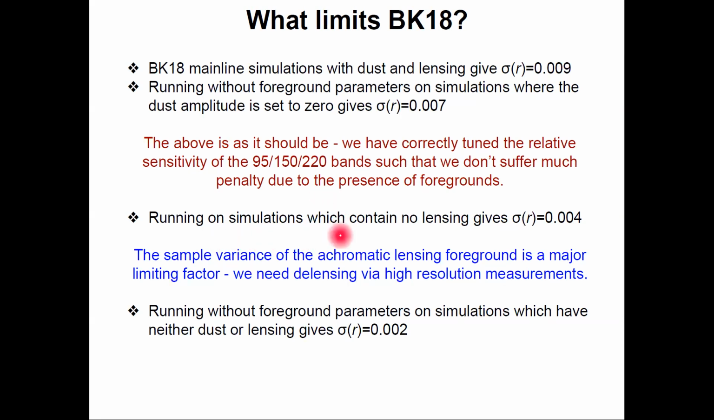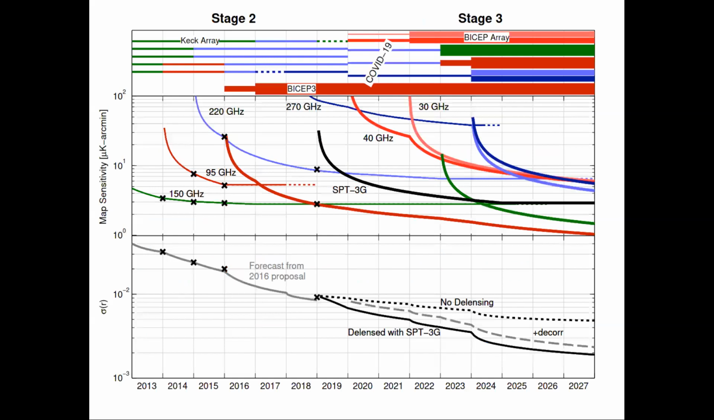If we run on simulations which contain no lensing, however, we get more than a factor 2 improvement. That indicates the sample variance on the lensing signal is now the dominant limiting factor in our experiment. And just for interest, if we run on simulations which contain neither foreground nor lensing, then we get 4 times better, 0.002. That's the kind of raw experimental sensitivity that we have.